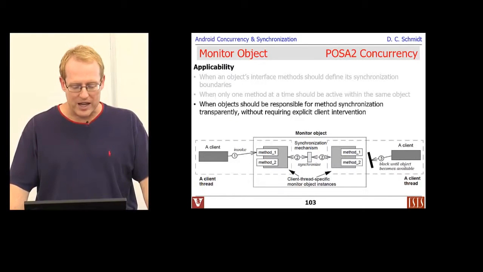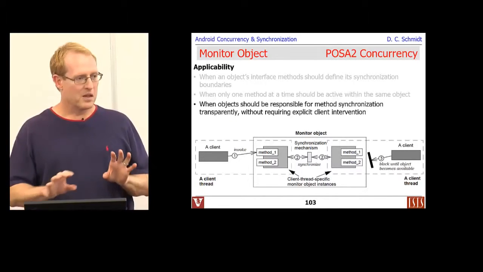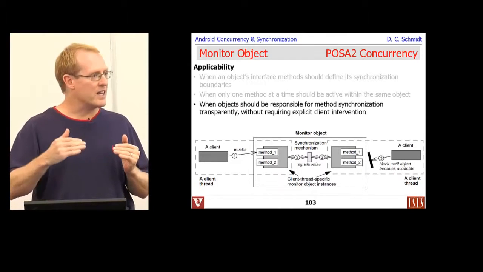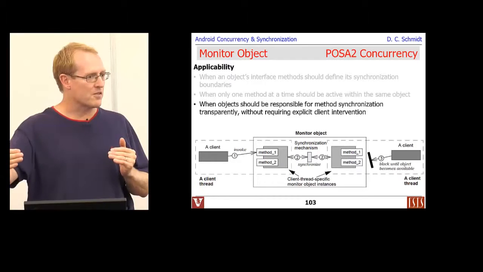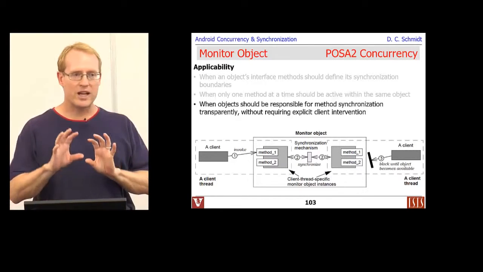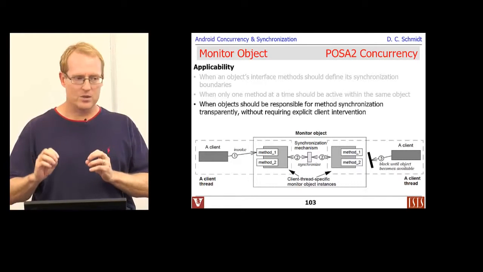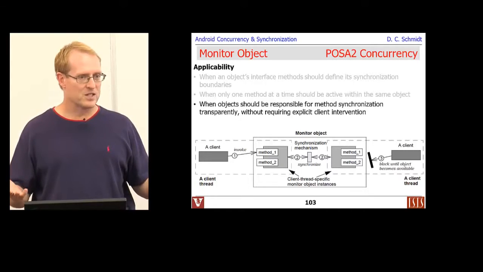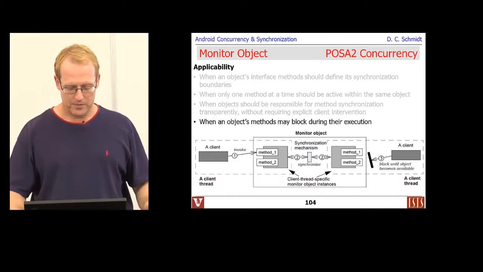Likewise, you'd also like the objects to be responsible for the method synchronization transparently and internally, without requiring anything other than making the method call itself. So the client of this thing should just call a method. They shouldn't have to know about grabbing a lock, doing some work, releasing a lock. All the locking mechanisms from the caller's point of view are encapsulated and hidden. The implementation is not visible.